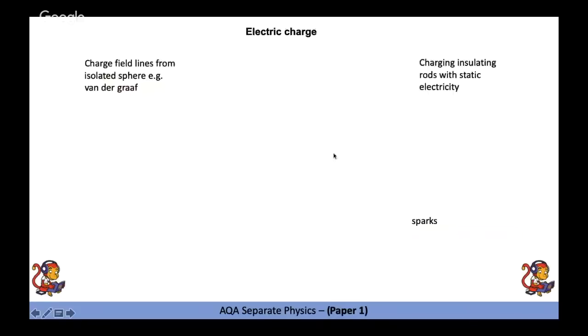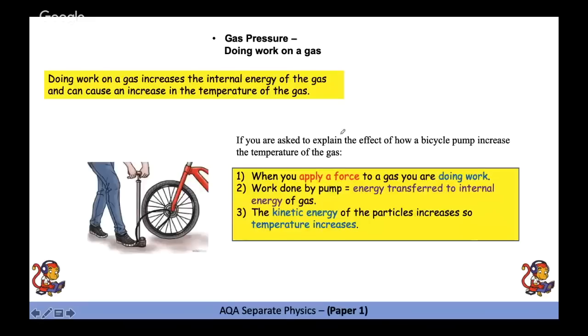Okay, how to explain all of that really in a nice short way? If you're asked to explain the effect of how a bicycle pump increases the temperature of a gas, this is how to do it. 3 steps. When you apply force, you're doing work. Work done by the pump is the energy transferred to the internal energy of the gas. Now, what does that mean? The kinetic energy of the particles increases. So therefore, the temperature increases.